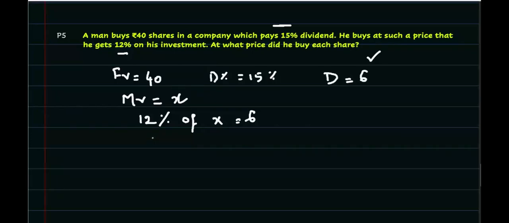So how will you write this? 12 by 100 into X equal to 6. 100 goes there, 12 goes there. So it means X equals 6 multiplied by 100 divided by 12. Here also you can cancel, 2 times 1 time. So this becomes 50. Directly X equals 50, you can calculate it. So what is X? X is 50.